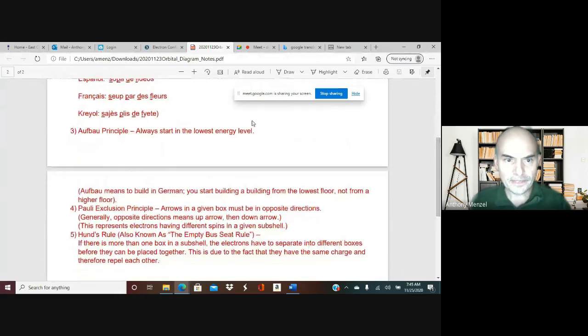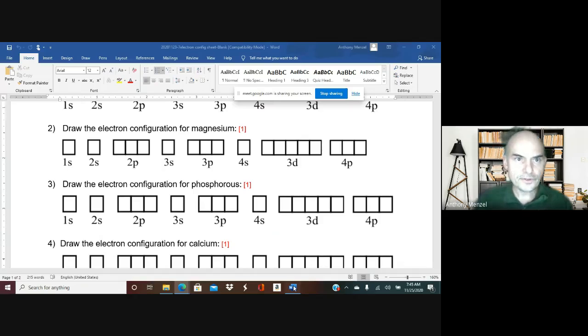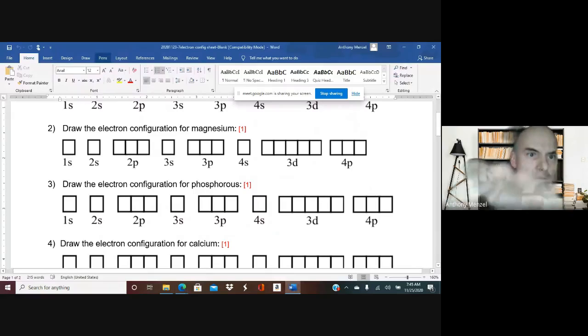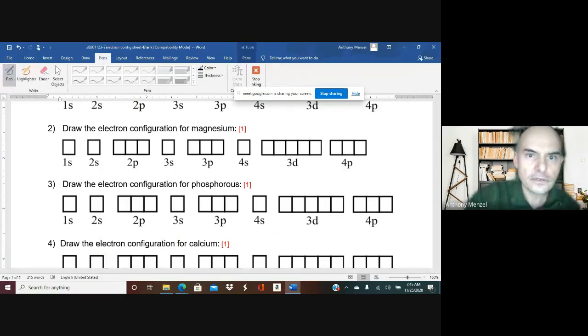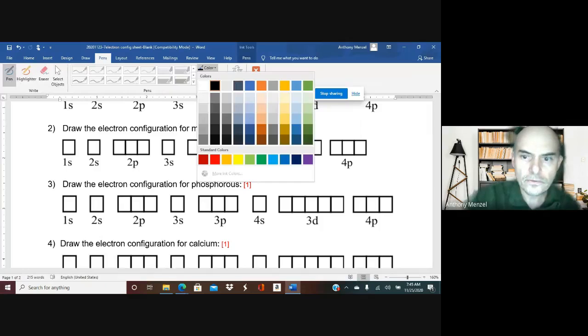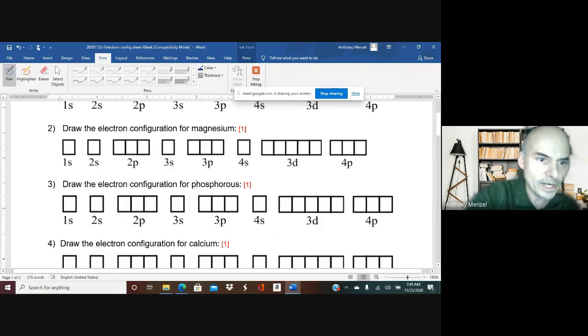Now, there were 3 principles we had to work with. The Aufbau principle was the first one. Aufbau means we start in the lowest energy level. That means that our first electron is going to go in the 1s. So we're not going to put it in the 2s. We're going to put it in the 1s.